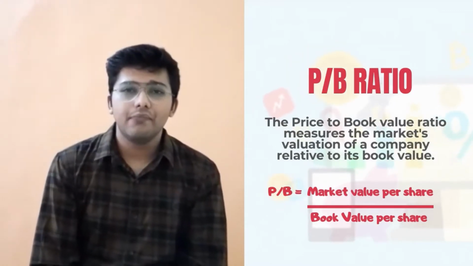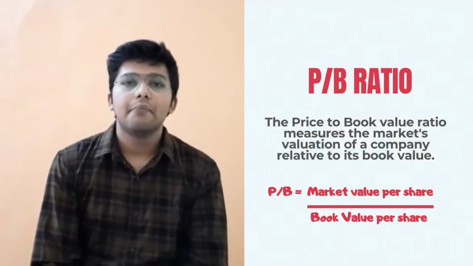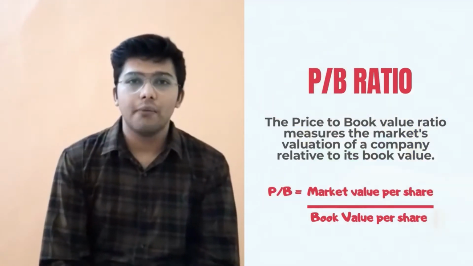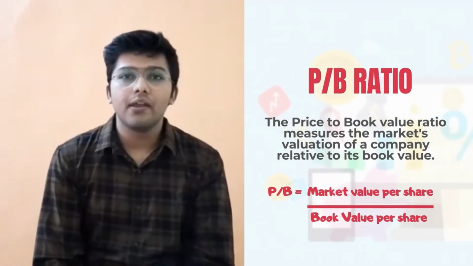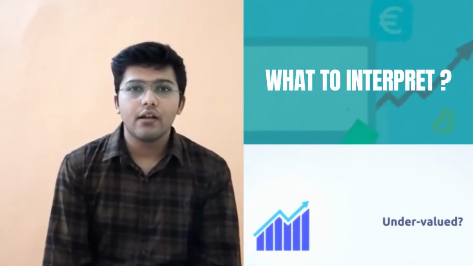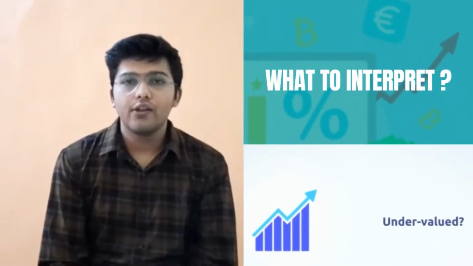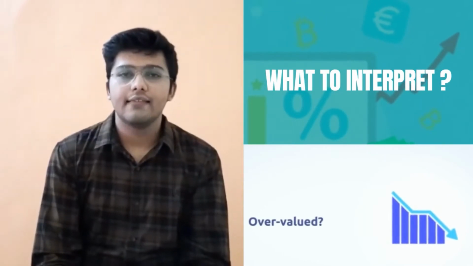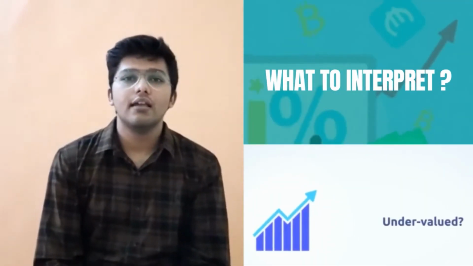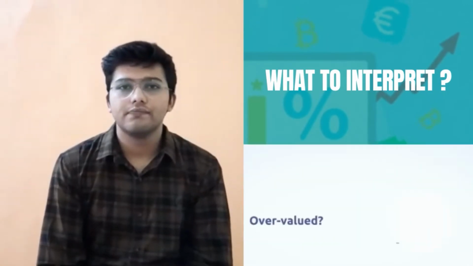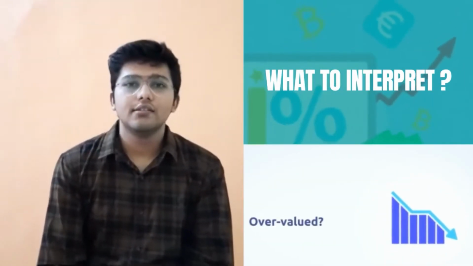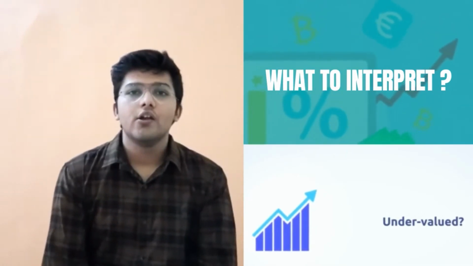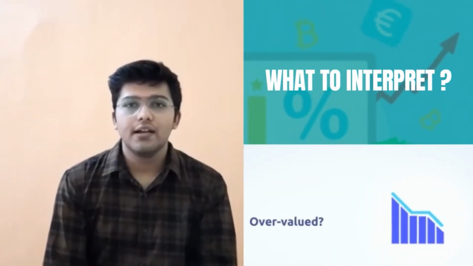The second ratio on the list is the price to book value ratio. The price to book value ratio compares the market value of the company with its book value. If the price to book value ratio of the company is less than 1, then it indicates that the company's shares are undervalued, as this ratio compares the value of shares of the company to its large tangible assets.